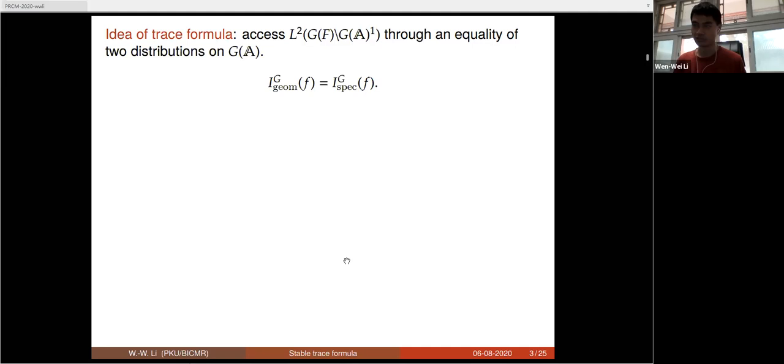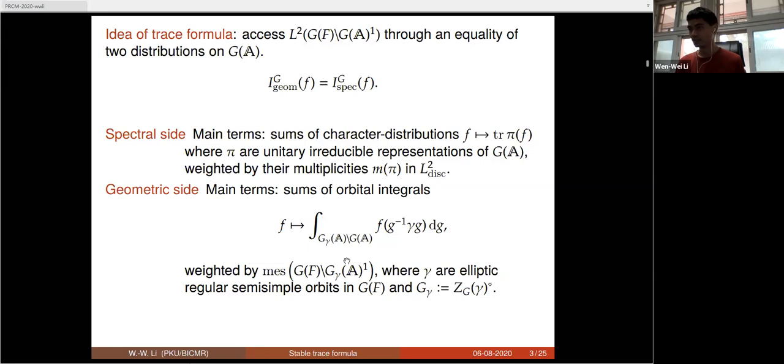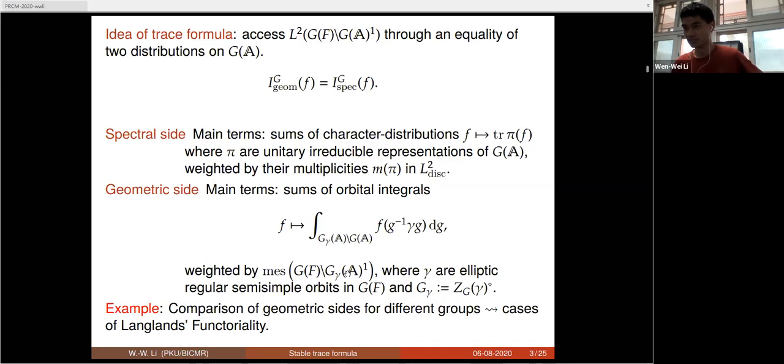One side is called the geometric side and the other the spectral side. The spectral side contains some main terms, which are sums of characters of irreducible automorphic representations, say in the discrete spectrum. In the geometric side, we have the main terms, the orbital integrals mentioned in Zheng Jiang's talk. The representations are weighted by multiplicities, and the orbital integrals are weighted by something easier, Tamagawa measures. Sorry, there is a missing gamma here. G_gamma in my talk will always mean the connected centralizer of gamma. One typical family of examples is to deduce cases of functoriality by comparing geometric sides of different groups, modulo a lot of details, of course.